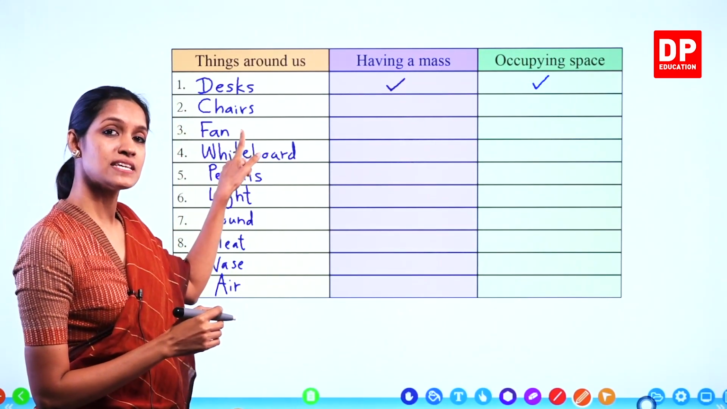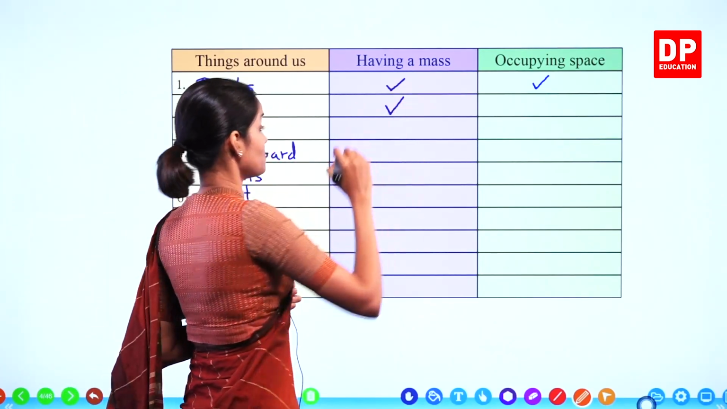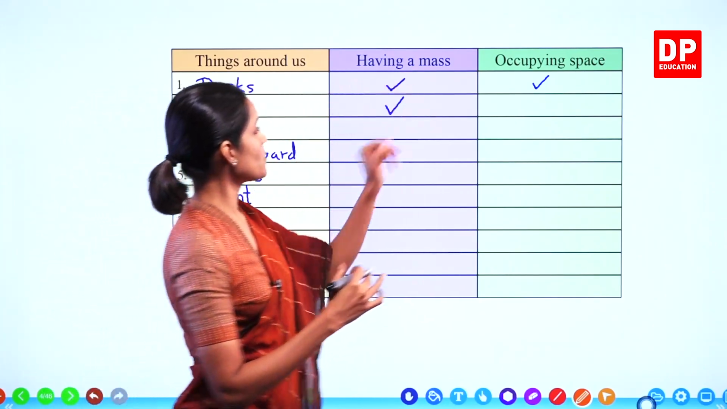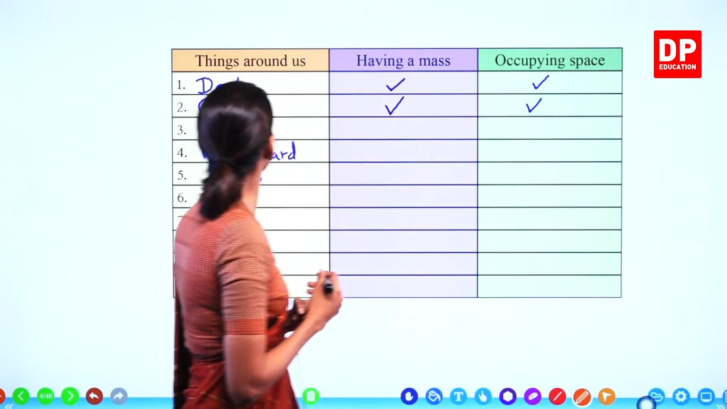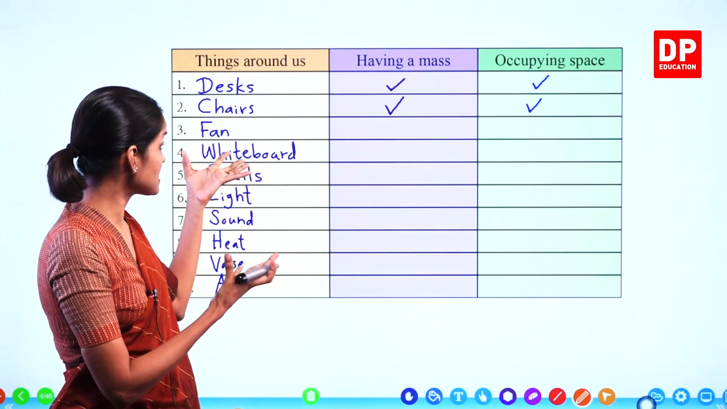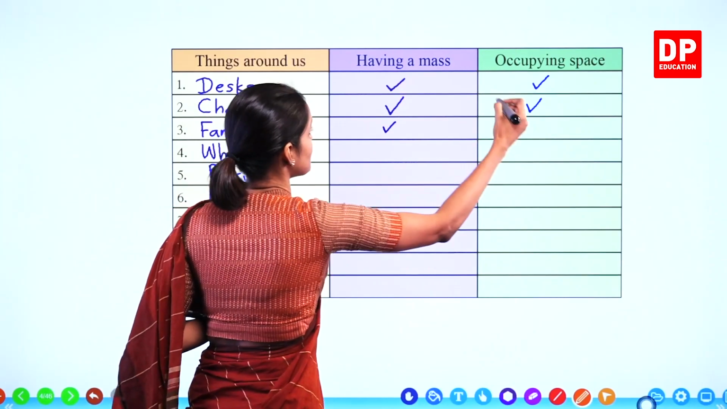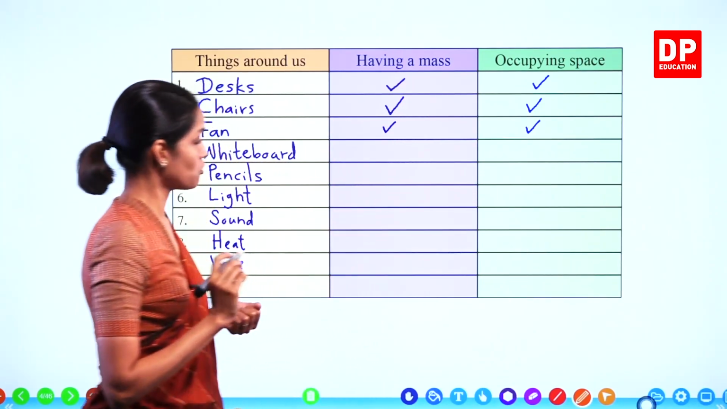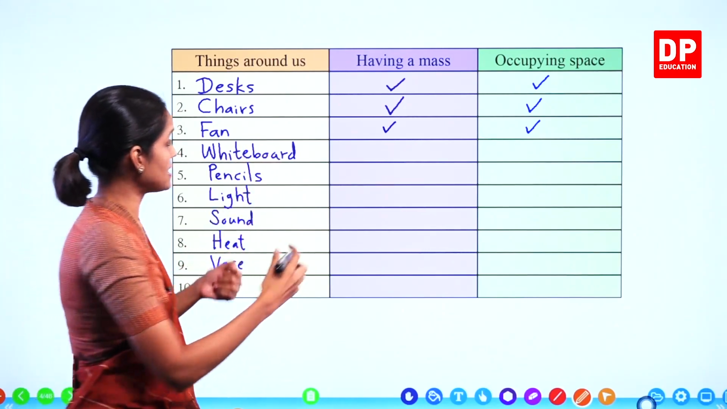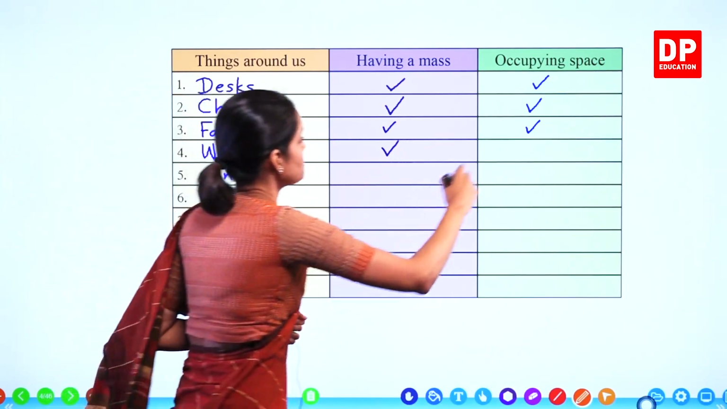What about chairs? It's a thing that you can feel very well. Therefore, it has a mass. Remember, I told you there are small chairs with less mass. And space. They need a space. What about the fan? Fans also need space and there's a certain weight or mass to this one. Therefore, having a mass, correct, occupying space is also a tick. Whiteboard, I explained to you, there is a mass and they need a certain space on the wall.